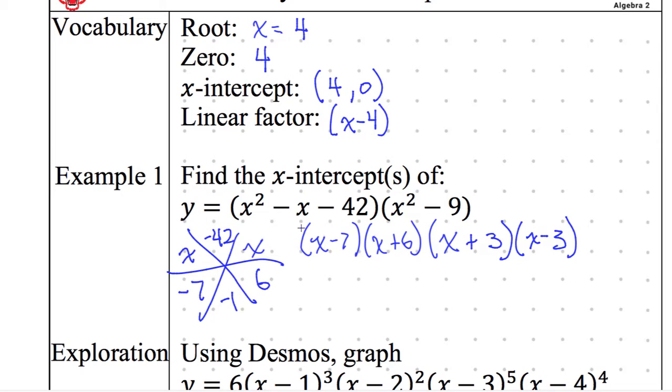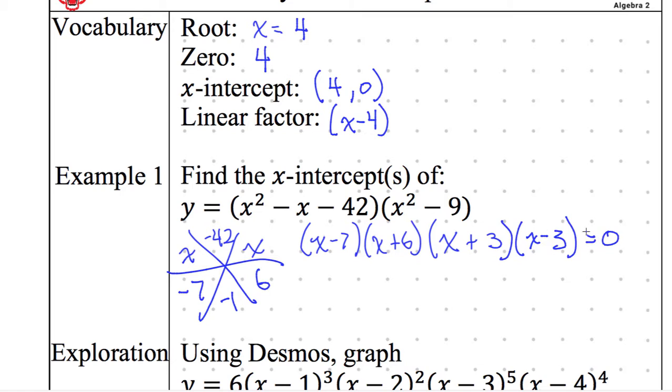So now this polynomial is completely factored. In order to find the roots, the x-intercepts, I set this whole polynomial equal to 0. This is the equivalent of saying y is set equal to 0, which is the same thing as finding the x-intercepts, if you remember back from Algebra 1. In Algebra 1, the definition of x-intercept is where y is equal to 0.